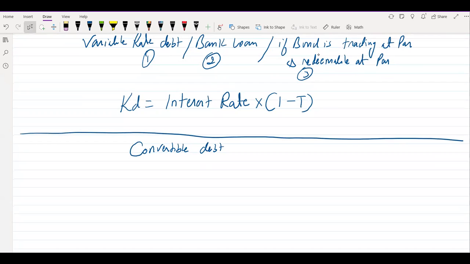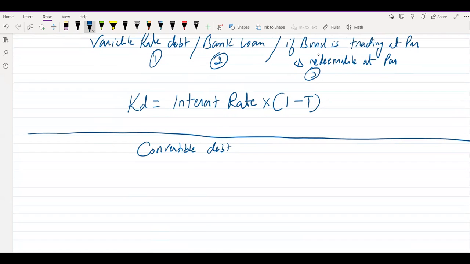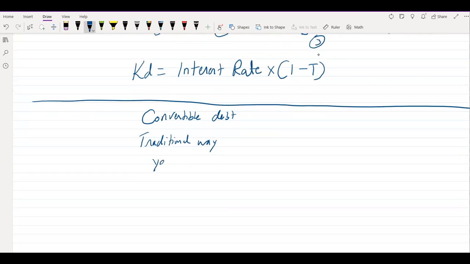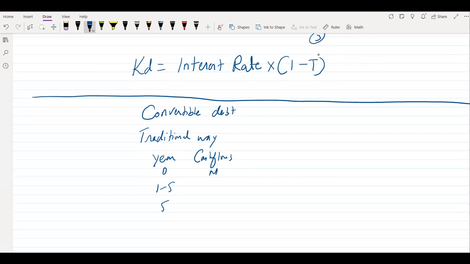how to calculate KD of convertible debt? It's very simple. Same formula. So let me write the traditional way. Traditional or manual way. We will write the years. For example, 5 years. Cash flows. Put the market value as a negative number. Take the after tax interest.